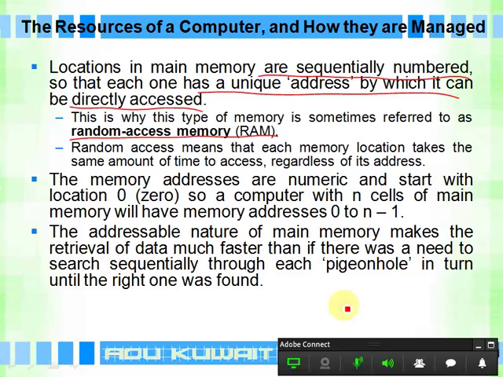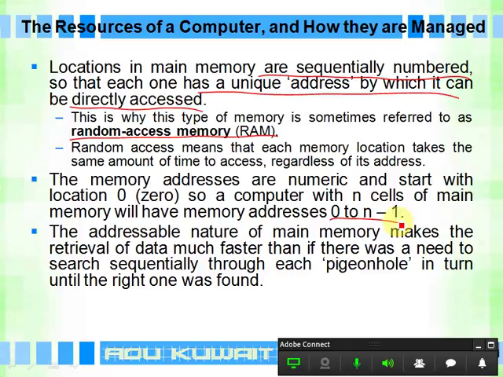The memory addresses are numeric and start with location 0. So a computer with n cells will have memory addresses from 0 to n minus 1. If there are 10 cells, the addresses go from 0 to 9, which is 10 minus 1. If there are 20 cells, 0 to 19, since 20 minus 1 is 19.